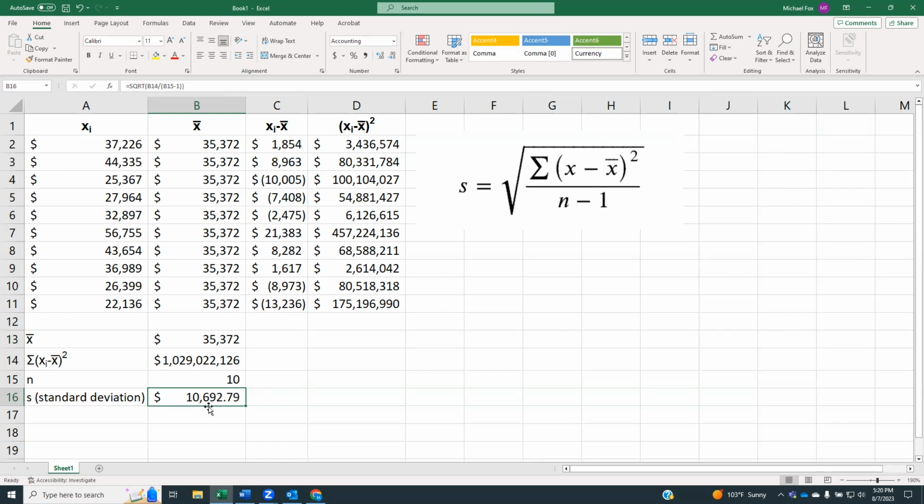Like I said, in real life, do I ever do this? No, I just use the function equals stdev.s for a sample, .p for a population. But when I'm trying to understand what it is, doing it in a table like this helps me understand that this is all about the dispersion, or how spread out the data set is around the mean.